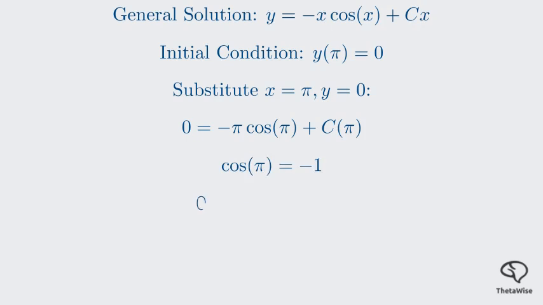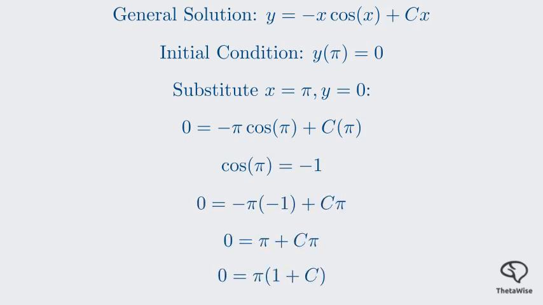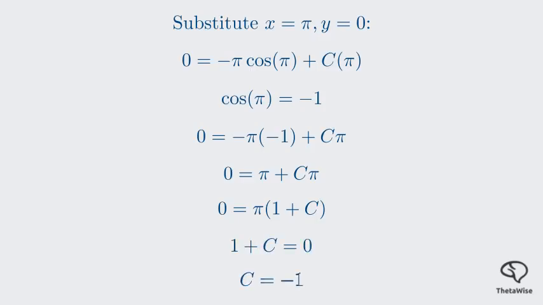So our equation becomes 0 equals negative pi times negative 1 plus c pi. This simplifies to 0 equals pi plus c pi. Factoring out pi, we have 0 equals pi times (1 plus c). Since pi is not 0, the only way this equation can be true is if the other factor, 1 plus c, is equal to 0. So 1 plus c equals 0, which means c must be negative 1.